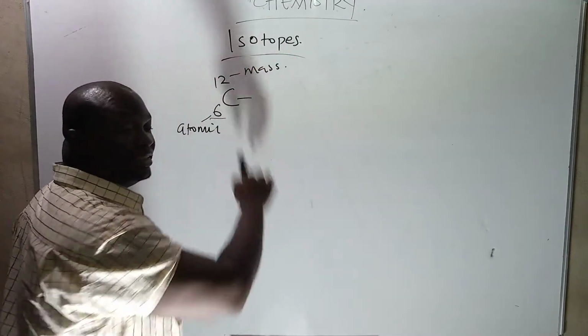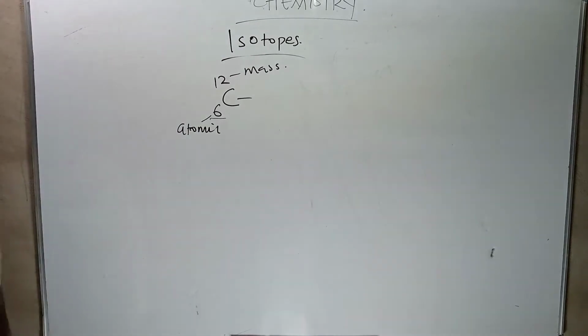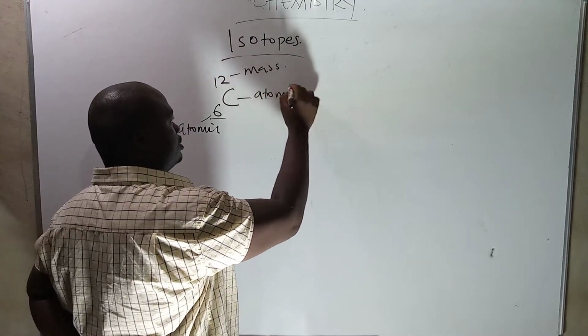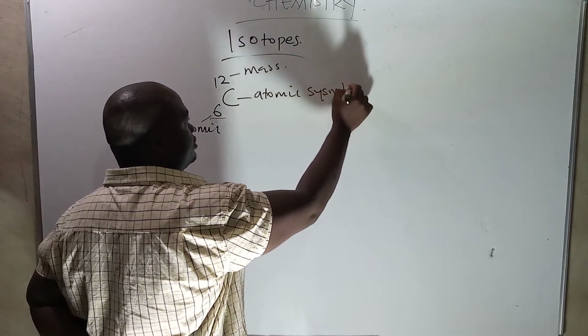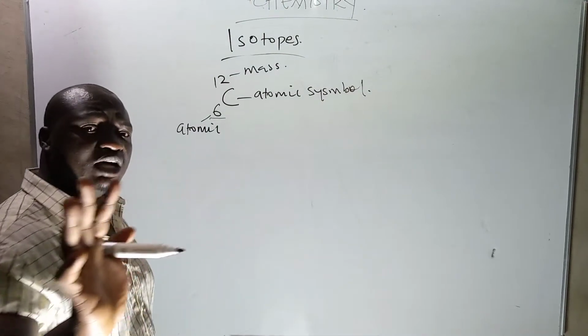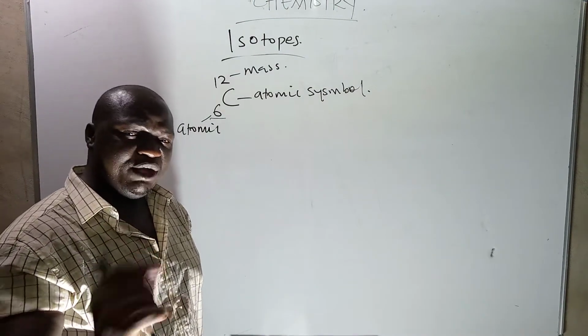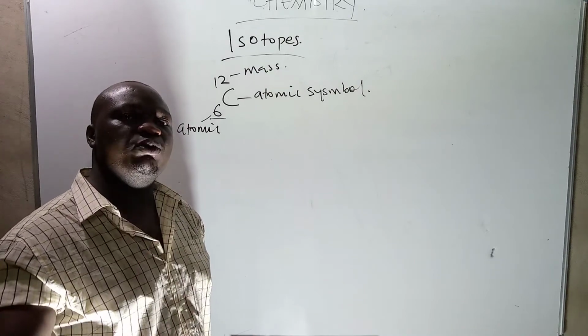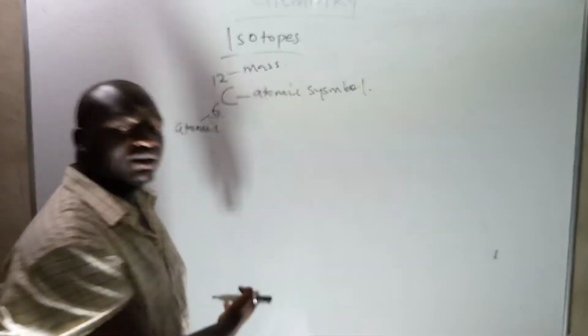And this is carbon. And under this carbon, this is the atomic symbol. Now, under isotopes, I will introduce this topic. The subsequent topic will be calculation involving isotopes.